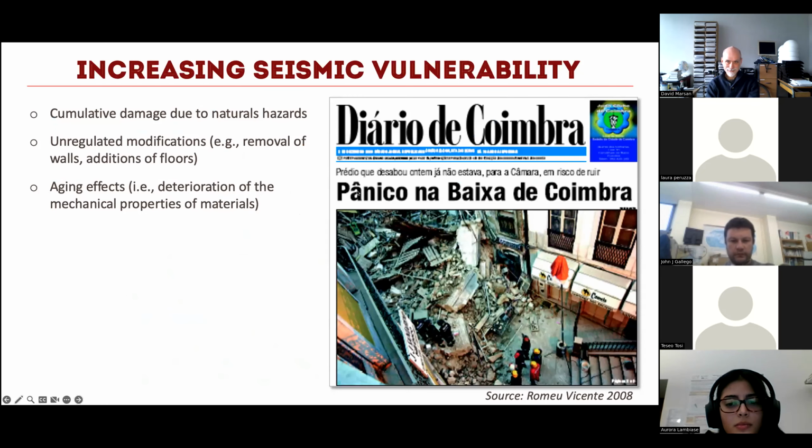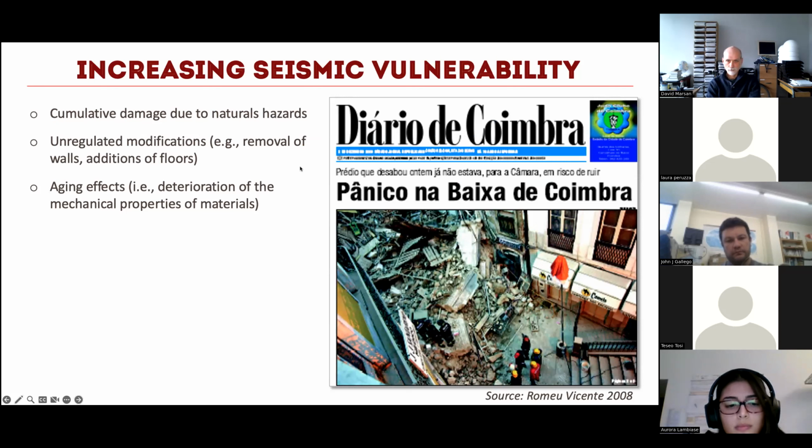I also wanted to mention, just very quickly, that the seismic vulnerability of the buildings is also increasing. It is increasing as we speak, for different regions. There's an accumulation of damage due to natural hazards. For example, I remember that there was a cyclone before one of the earthquakes that happened in the 80s. So a lot of the buildings were already a little bit weaker because of the cyclone, and then the earthquake happened and destroyed a lot of the buildings.